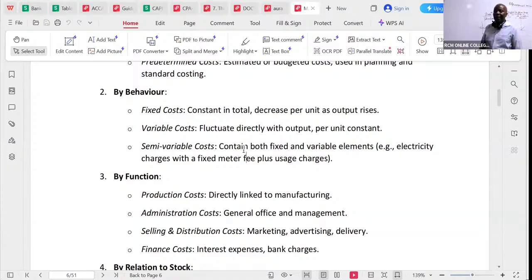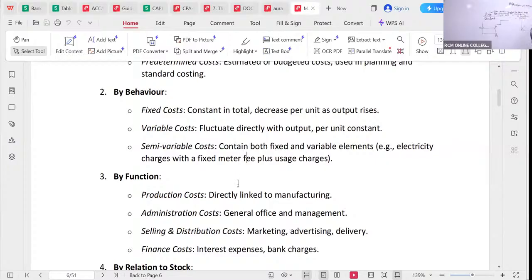What do we do in these companies? Number one is to produce. So then we have production or manufacturing what here? Costs. After that, we go to administrative costs, distribution costs, finance costs. It is those functions. Very, very key.